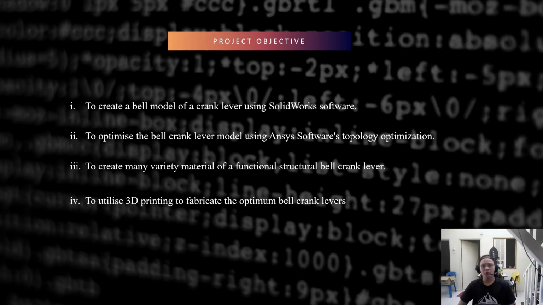So, our project objective is to create a bell crank lever model using SolidWorks software, to optimize the bell crank lever model using ANSYS software topology optimization, and to create a variety of materials for the functional structure of the bell crank lever. Lastly, to utilize 3D printing to fabricate the optimal bell crank levers.